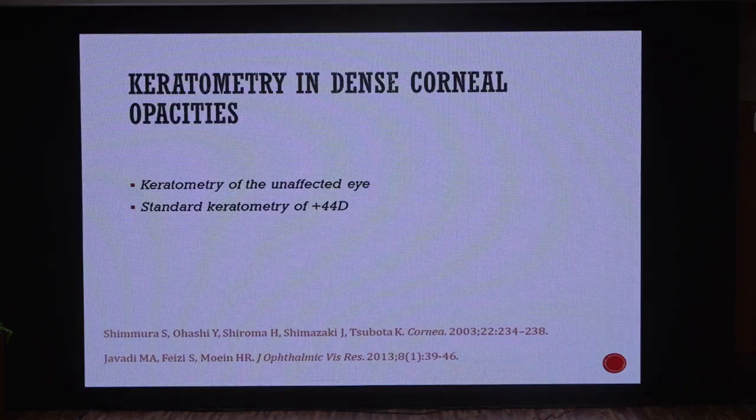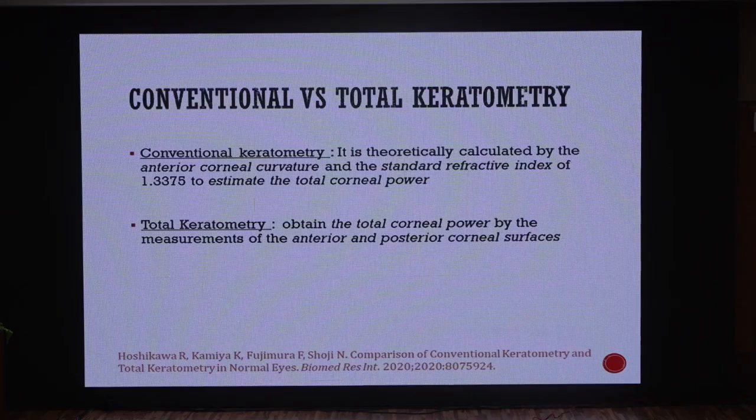Special conditions where keratometry reading is absolutely not possible are cases of very dense corneal opacities, or cases where we are planning a triple procedure. So in that case, if keratometry reading is not possible to take, and we have to plan an IOL implantation, we can take keratometry of the unaffected eye, or we can take a standard keratometry of plus 44 diopter.